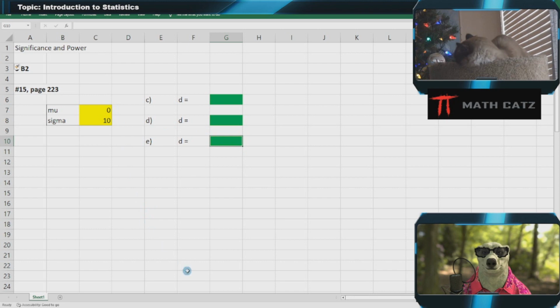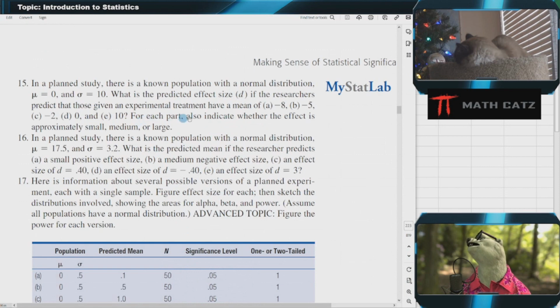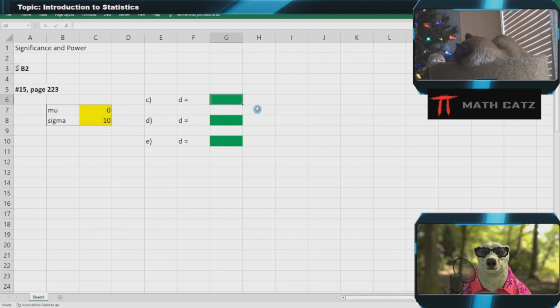So in the first one, mu is 0 and sigma is 10, and we're simply going to use that calculation. The difference between the predicted mean, let's go back to the question perhaps if you need to, predicted mean, which is in C, -2, versus the mean of the distribution of the population, and then of course divided by sigma. So our calculation is going to be very simple.